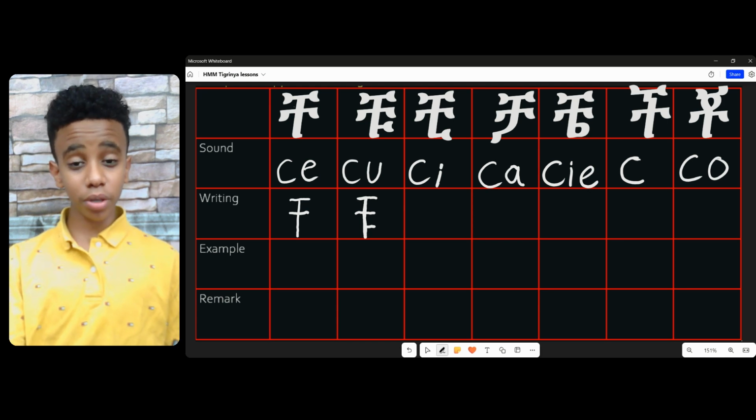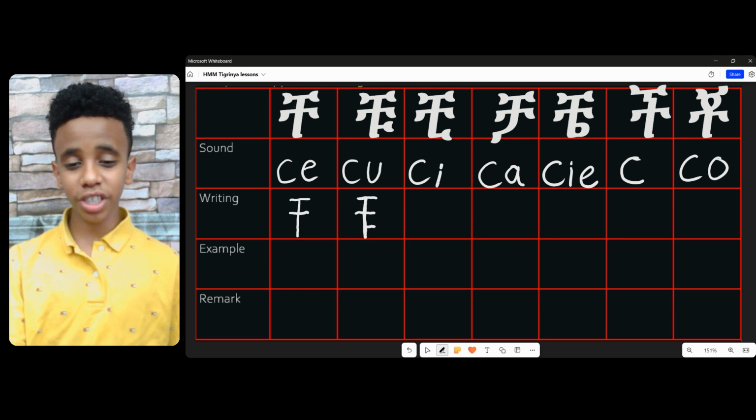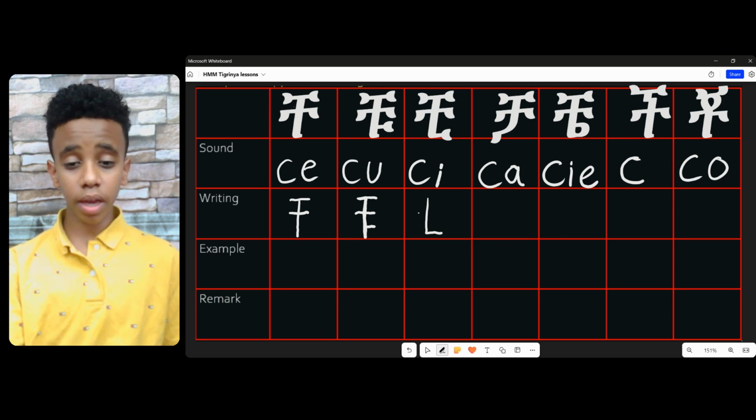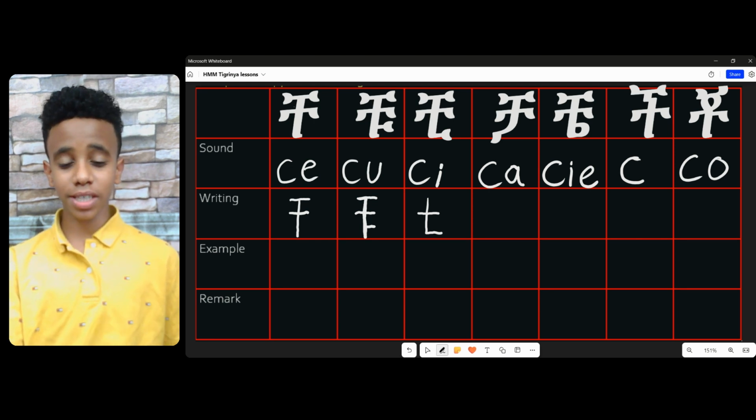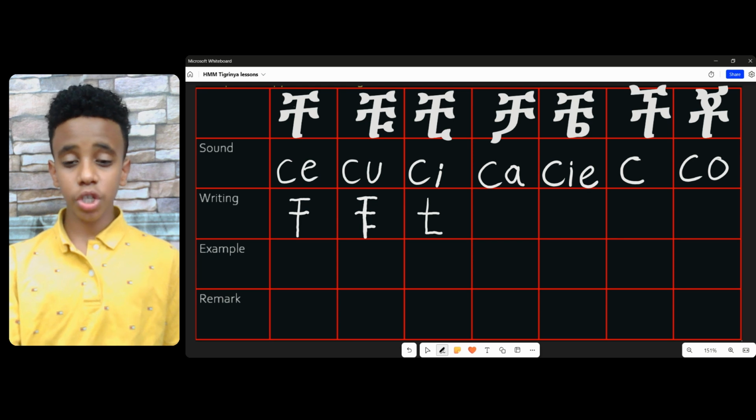Let's go to our third letter. Our third letter is the letter chi. You can write the letter chi by making an L, right? So let's make that L. And then after that you will make a line going through here. If you watched our previous Tigrinya lesson, then you'd know that this is a letter T. So you make the letter T, and then you add a hat like that. This is how you write the letter chi.